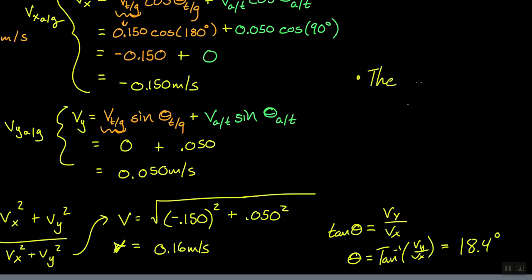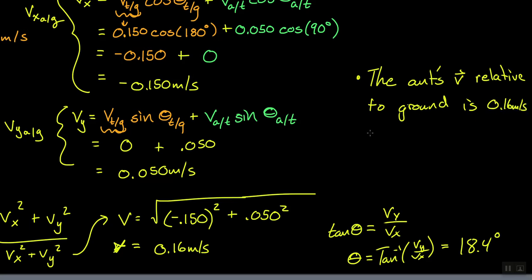Okay, let's write a statement. The ant's velocity, and I'm going to use my shorthand, relative to the ground is, how fast is it going? .16 meters per second. Cool. At, and here's where I want you guys to, I keep erasing it and I keep using it. Okay, here was my picture, roughly, where that theta is my 18.6.